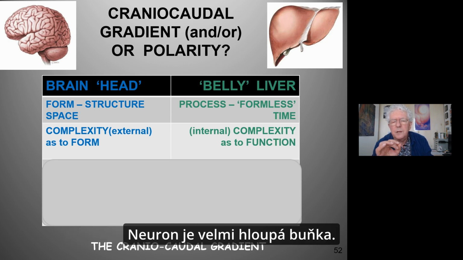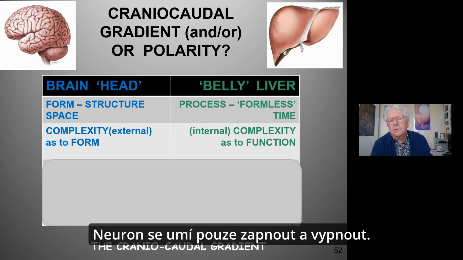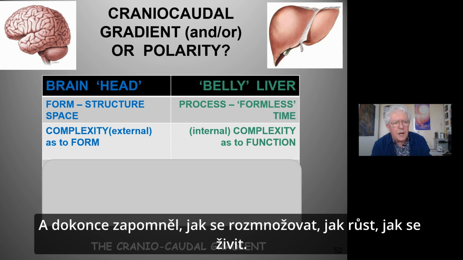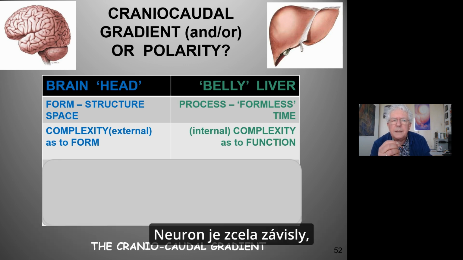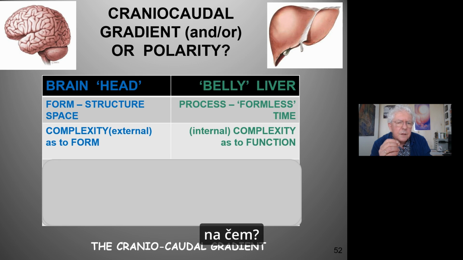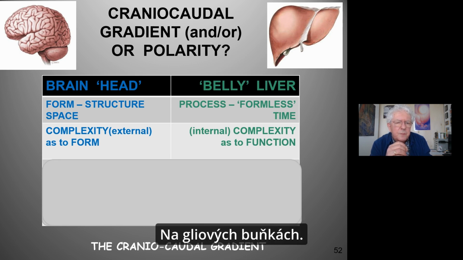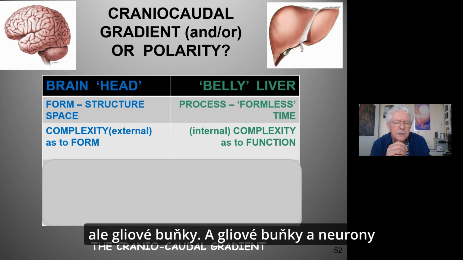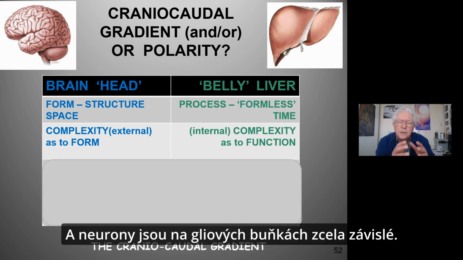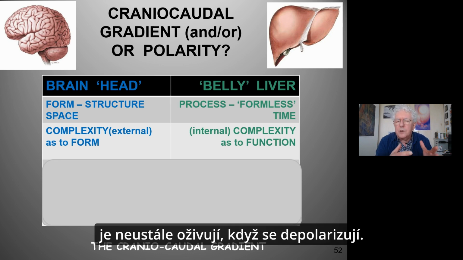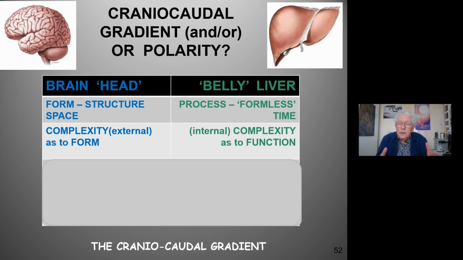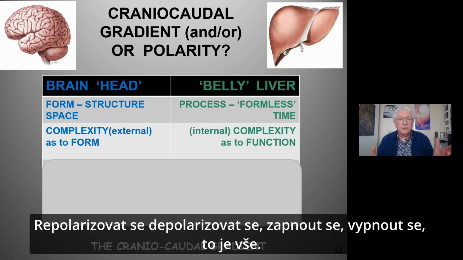The neuron is a very dumb cell. The neuron can only switch on and off. That's all the neuron can do. And it even forgot how to reproduce, how to grow, how to feed itself. The neuron is completely dependent on what? On the glial cells. 50% of your nervous tissue is not neurons, but glial cells. And the glial cells and the neurons work together. The neurons are completely dependent on the glial cells, because the glial cells animate them constantly when they depolarize. It's the only thing a nerve cell can do. Depolarize, repolarize, depolarize, switch on and off, that's all.